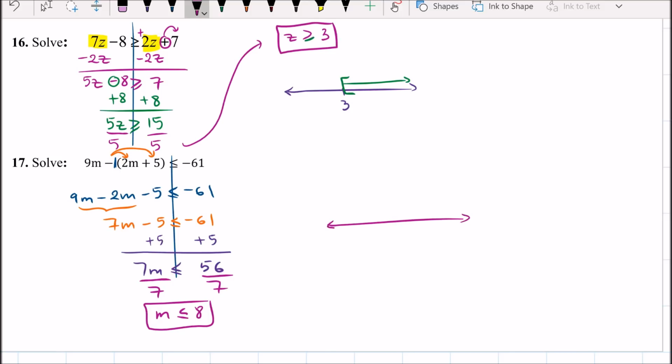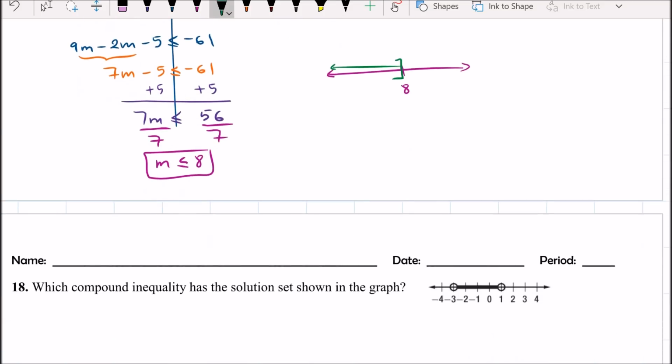Okay, so we're going to graph that. Put 8 in the middle. Less than 8 is going to be to the left side. And since there's an equal sign, that's going to be a bracket. Okay, that's it for number 17.